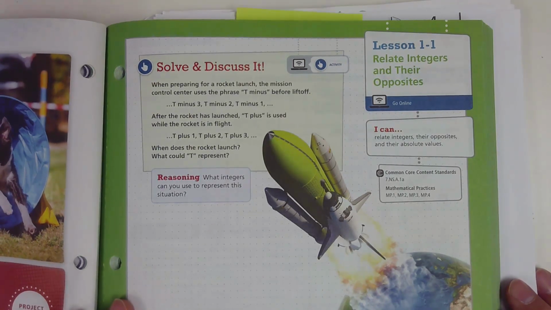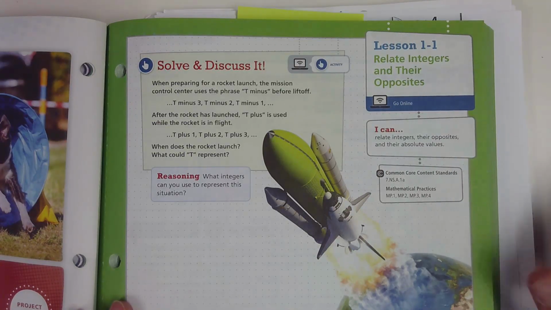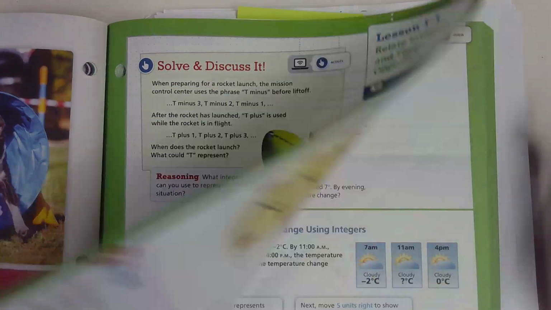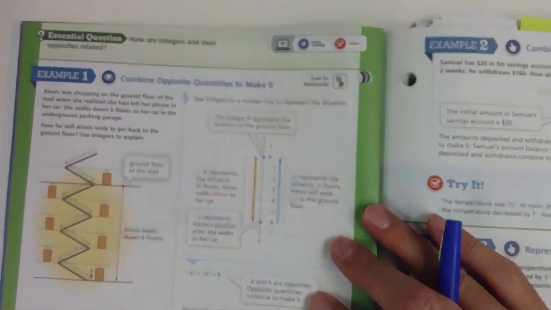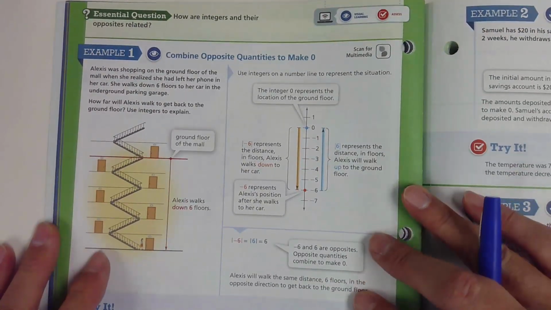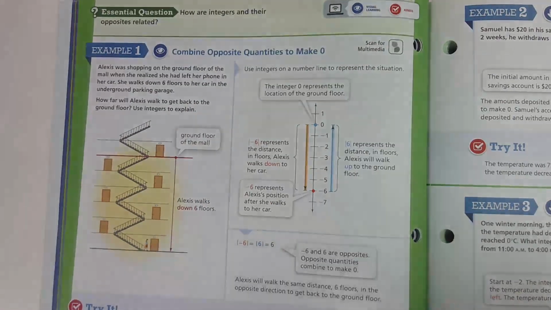Okay, this is seventh grade. This is lesson 1-1. This is on page 9. And we're talking about integers and their opposites. So I'm on page 10 now, and they give us an example here. It says combine opposite quantities to make 0.